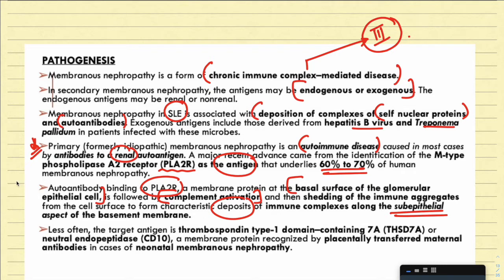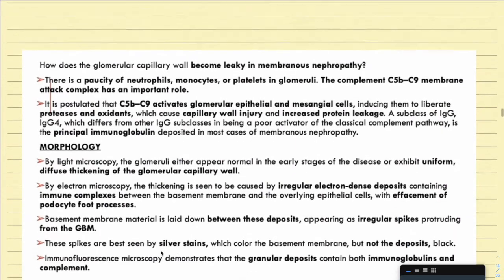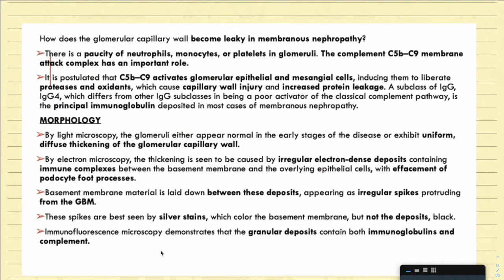Now this is the first and most common antigen implicated in membranous nephrotic syndrome. Less commonly the target antigen is thrombospondin type 1 domain containing 7A, THSD7A. This might also act as an antigen in a few cases, and another antigen is CD10, which can also be implicated, especially in neonatal membranous nephropathy. Now, how does the glomerular capillary wall become leaky in membranous nephropathy? What is the cause that the glomerular capillary wall will become leaky? Let us try and understand.